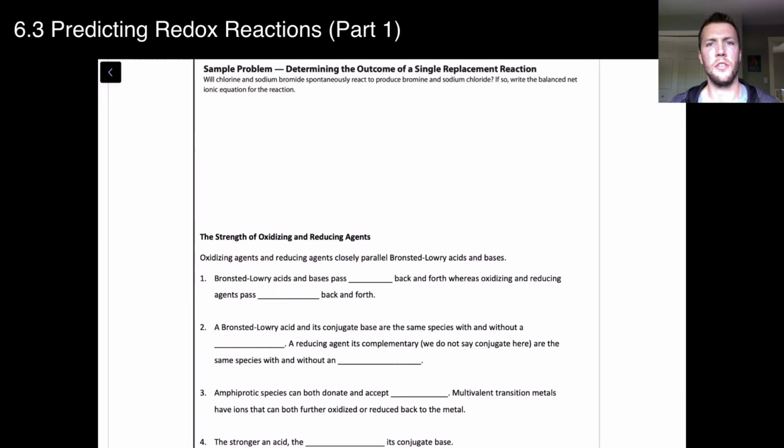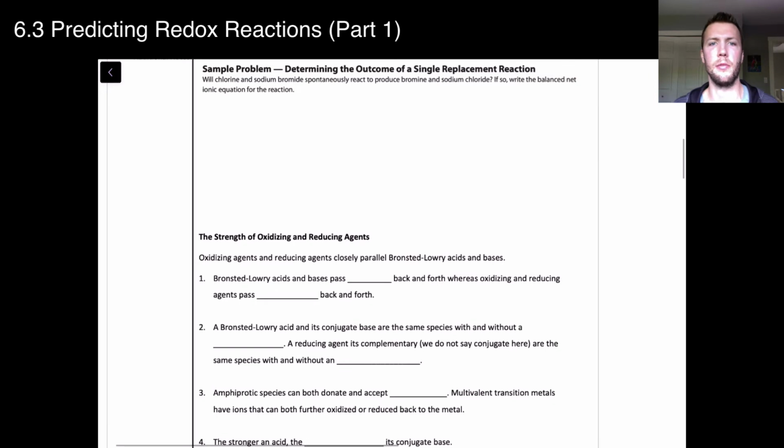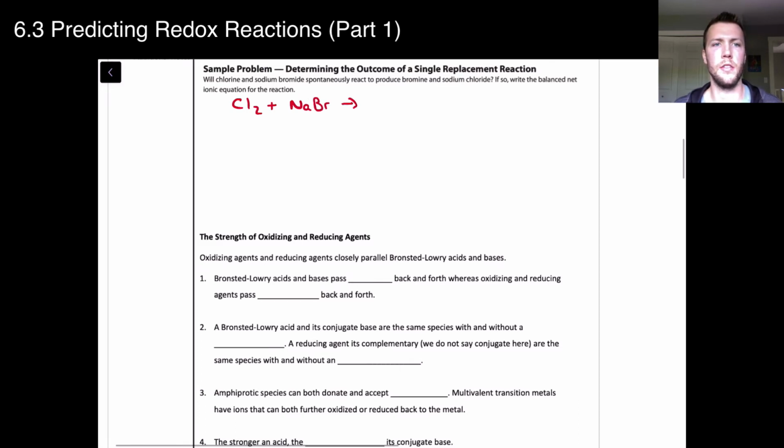In this example, we're asked to determine whether chlorine and sodium bromide will spontaneously react to produce bromine and sodium chloride. If so, write the balanced net ionic equation for the reaction. So I'm actually going to start here by writing the complete formula equation out. So I'm going to have chlorine reacting with sodium bromide. Remember that chlorine is diatomic, and that's going to yield bromine, which is also diatomic, and sodium chloride. I'm going to balance this by putting a coefficient of 2 in front of sodium bromide and sodium chloride.